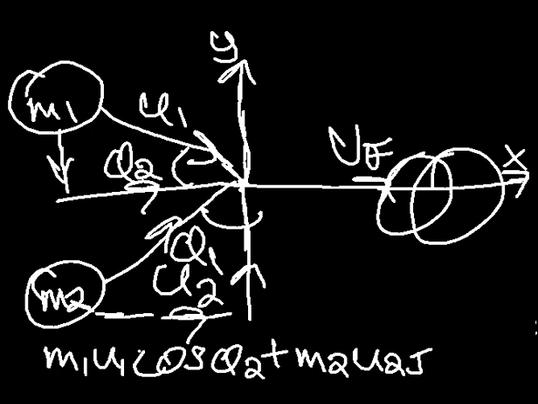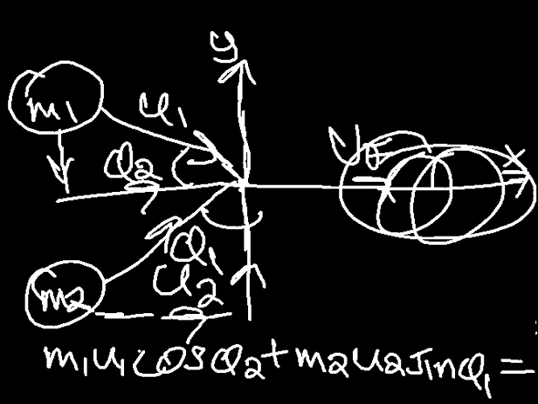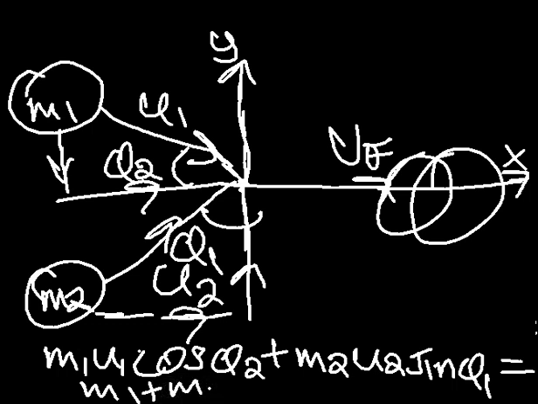a sine angle theta, should be angle theta 1, so should be that, and which is equal to, now since they are moving actually along x-axis, then it means we'll have it as M1 plus M2 times VF. That's what will happen. Now how about the momentum along y-axis?